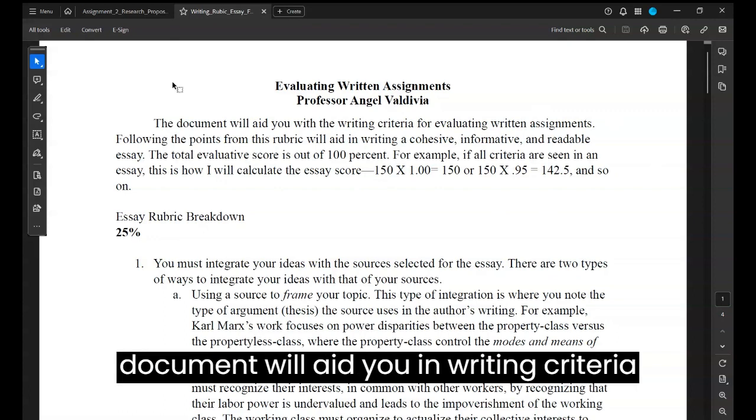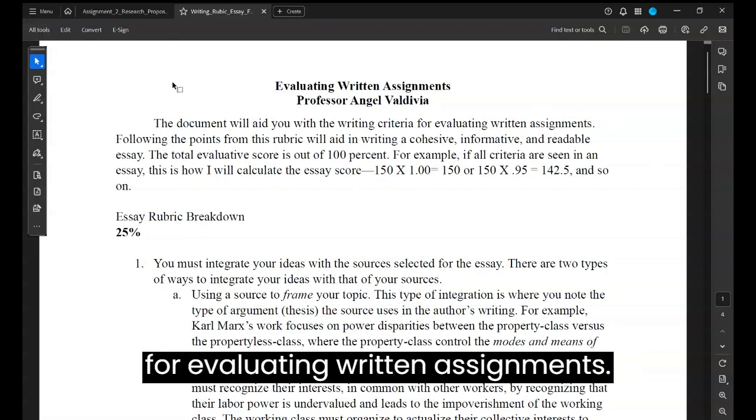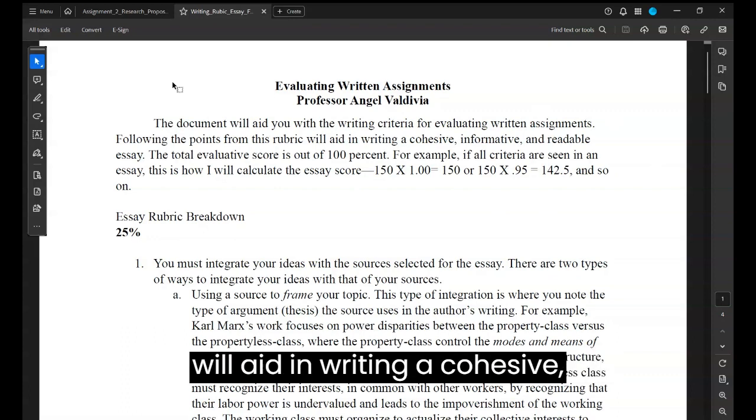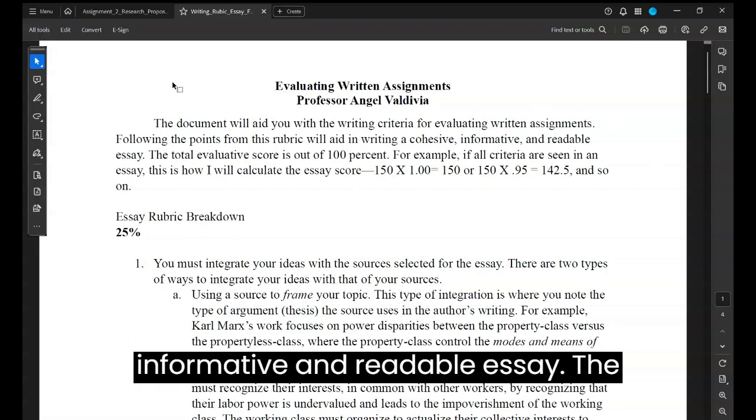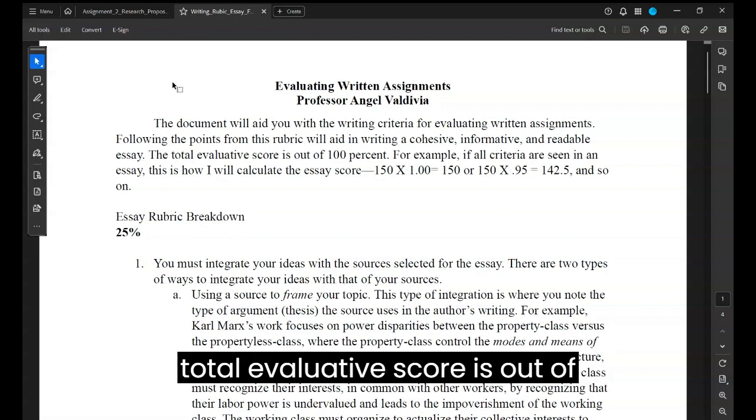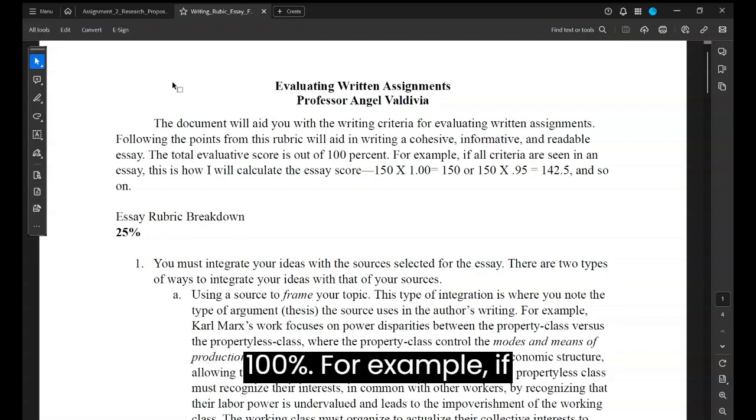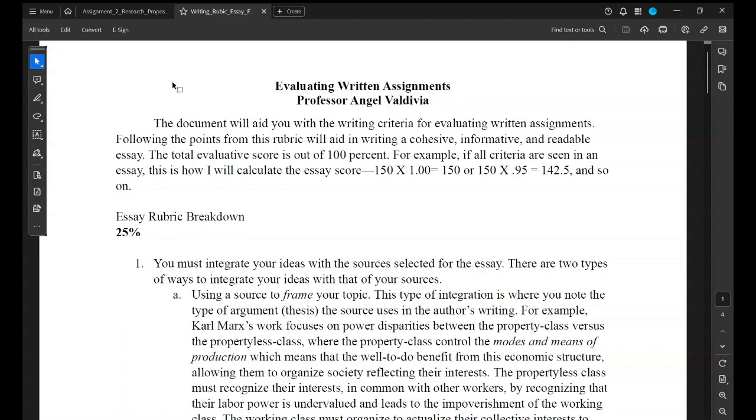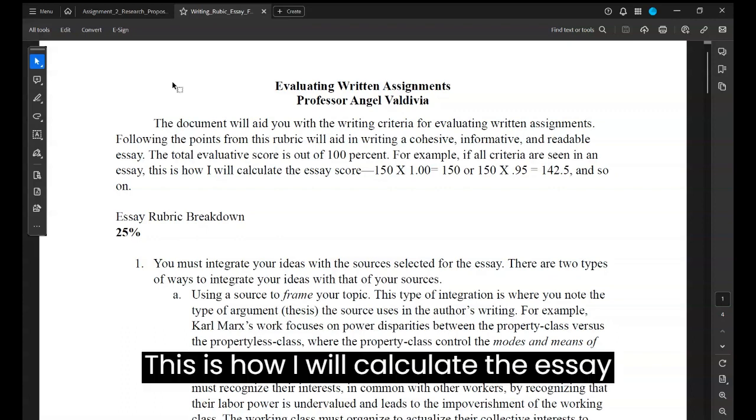So this document will aid you in writing criteria for evaluating written assignments. Following the points from this rubric will aid in writing a cohesive, informative, and readable essay. The total evaluative score is out of 100%. For example, if all criteria are seen in an essay, this is how I will calculate the essay scores.